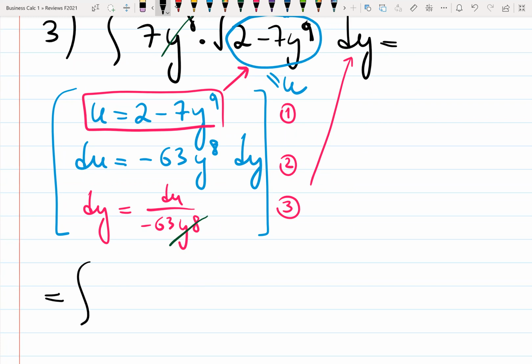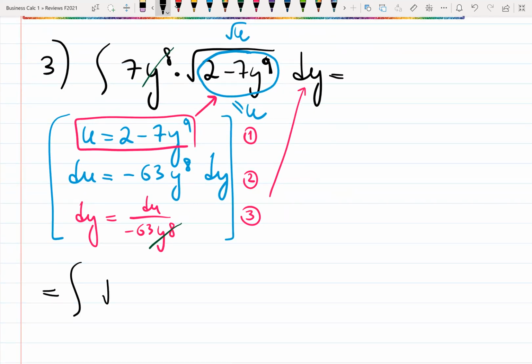Integral, let's write down the square root first. The square root of u, nice. Now, dy is du over this thing, du, what stays? Y to the 8 cancels out because we have y to the 8 over y to the 8. But what is not canceling out, and I would put it outside of the integral right away, but if you want to have notes, it's fine.